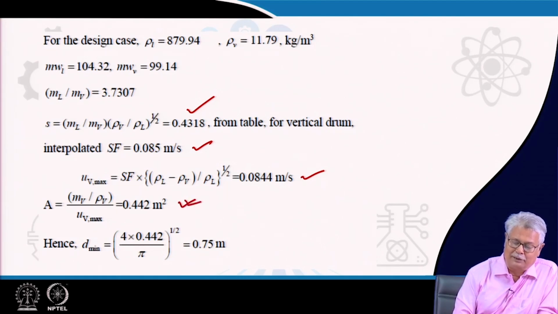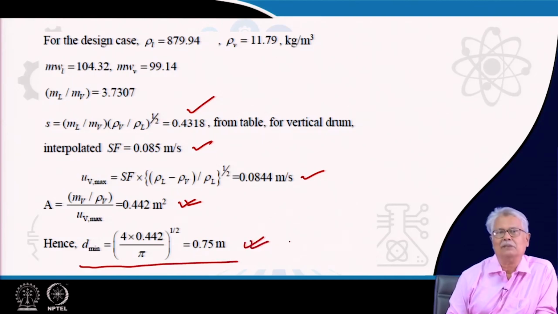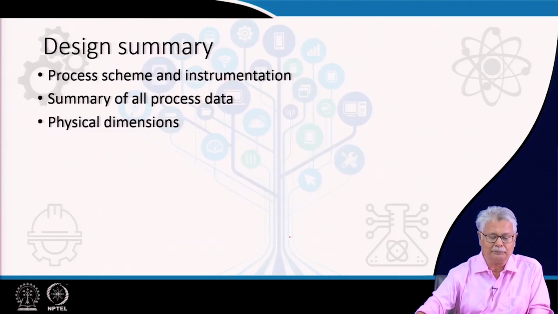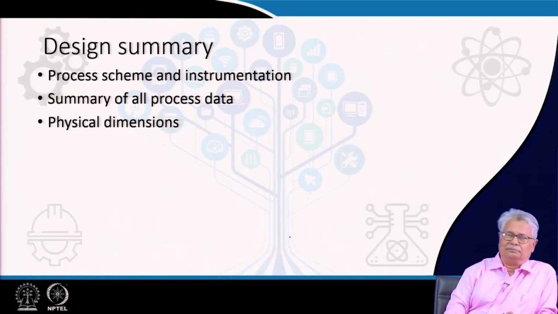We know the mass flow rate, mv for the vapor, rho v is my vapor density, and UV max, which we have just found out to be 0.0844. So, by putting these values, we find that we require an area cross section of the vapor liquid interface to be 0.442 meter square. If you have a circular vertical drum of diameter d, quite naturally the minimum diameter turns out to be 0.75 meters. So, what we do is we have found out the dimensions, and we make a design summary.